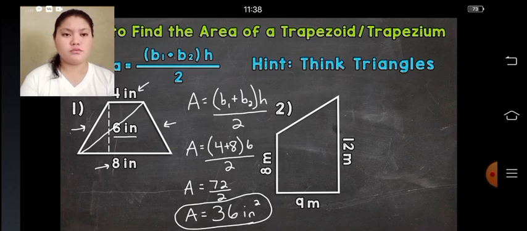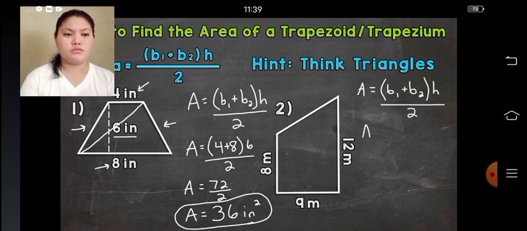Let's move on to number 2, and we'll start by writing out our formula. So area equals base 1 plus base 2 times the height divided by 2. So let's plug in. So base 1, well, we need to find the two parallel sides. And the two parallel sides are the 8 meters and the 12 meters.